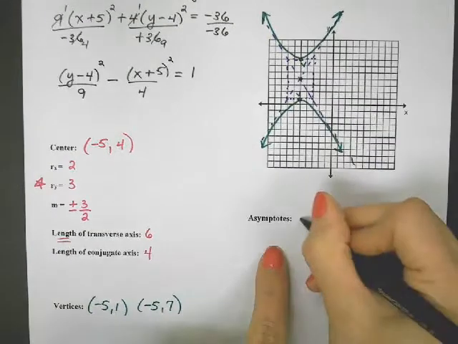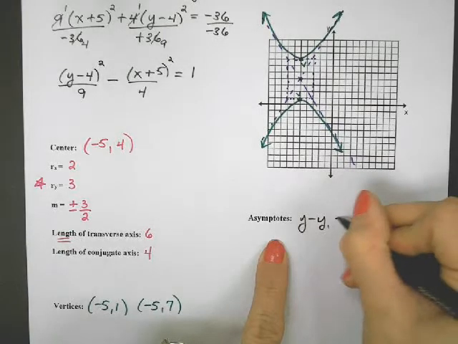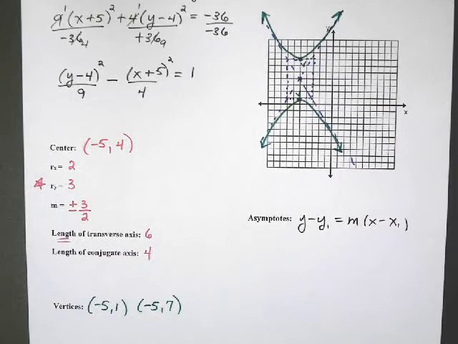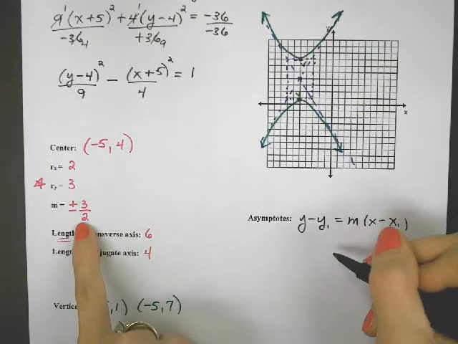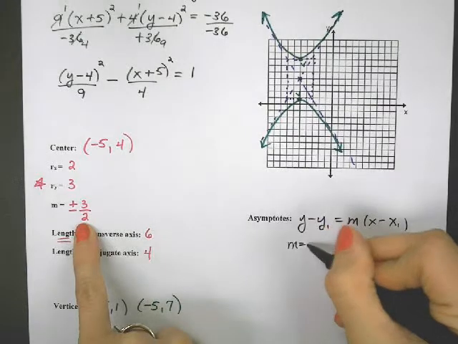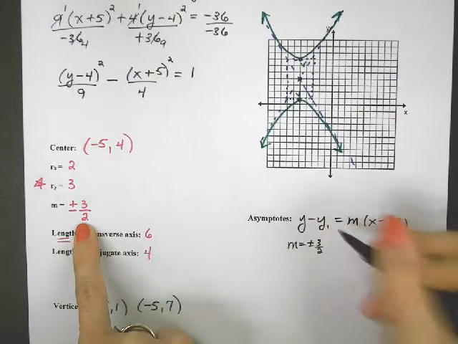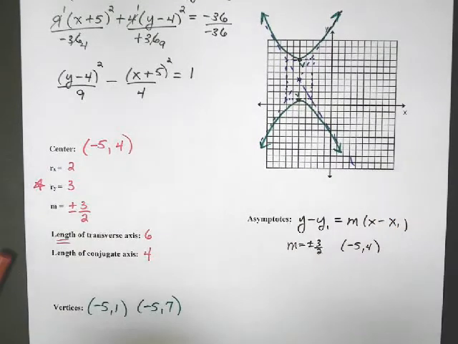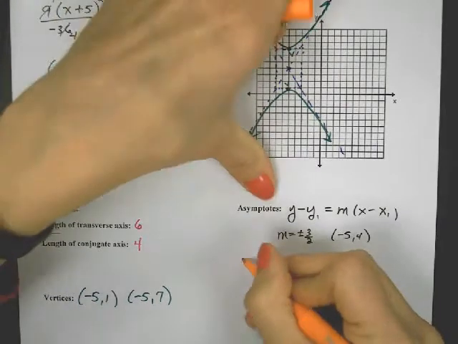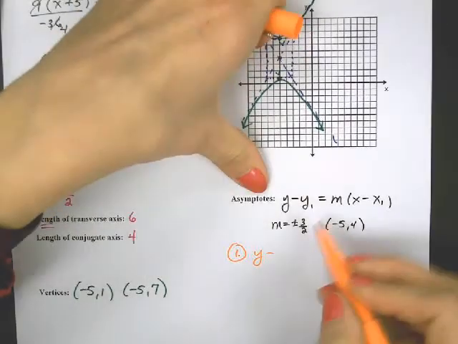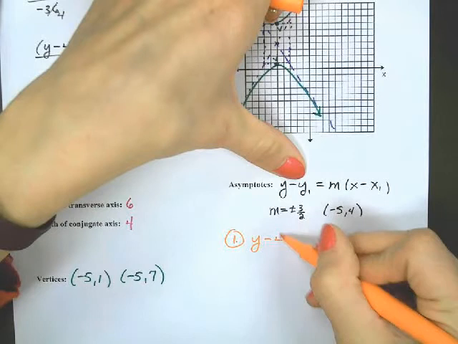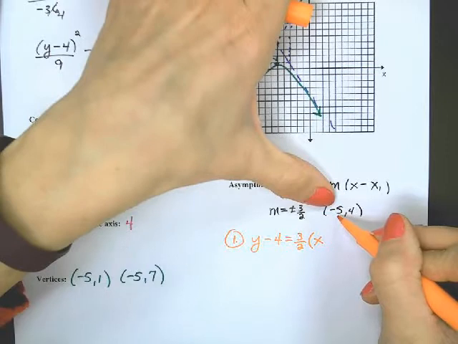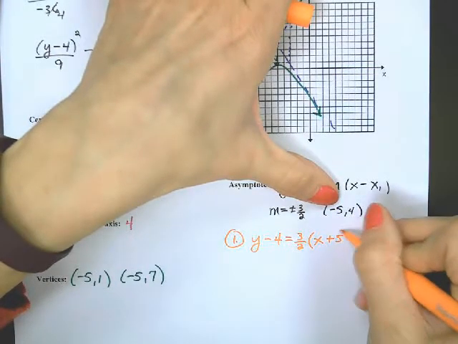And let's go ahead and write the equation of the asymptotes. The equation that I like to use is y minus y1 equals m times the quantity x minus x1. When you're doing this, the slopes that we're going to use are plus and minus 3/2. And the point that I'm going to use is the center, -5, 4. Let's label these here. Equation number 1: y minus 4 equals m, 3/2, times the quantity x plus 5.